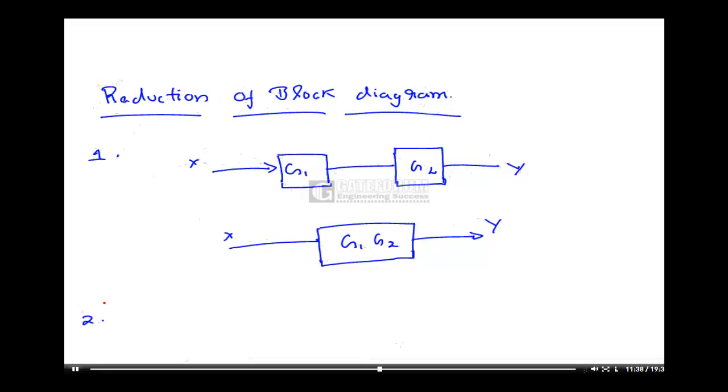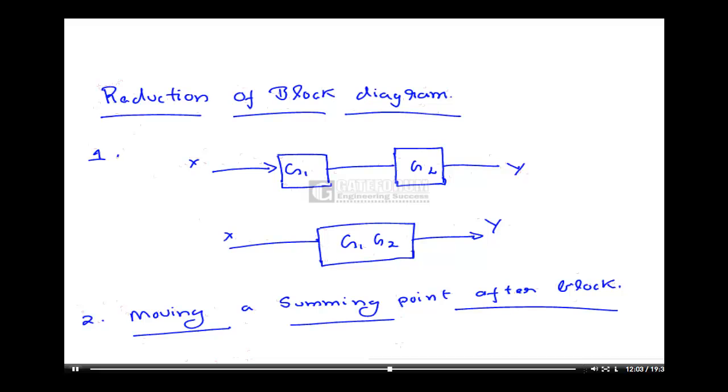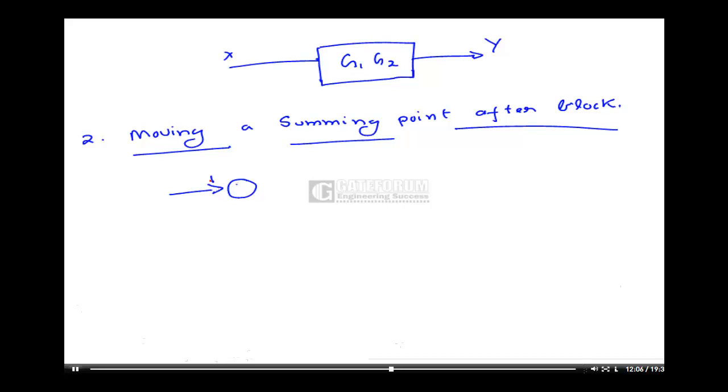Now, second is moving a summing point after block. Okay, moving a summing point after a block, the basic principle followed here is the output should remain same. See, suppose I have this summing point plus, this is my x1, this is x2, and here one block which is given by G. Here it is coming x1 plus minus x2. Output here is coming G of x1 plus minus x2.